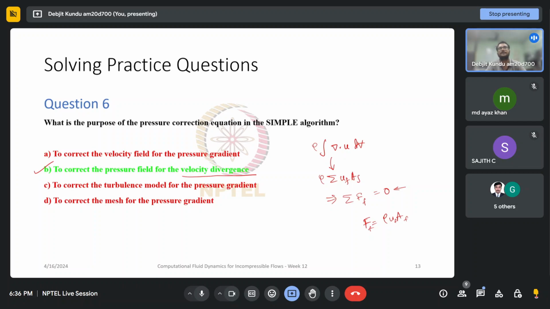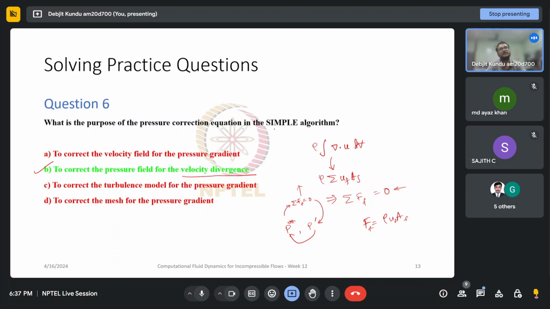And for doing that, we need to correct the pressure. We start off with a guess P. We find out what the pressure correction P prime is, and then we add it to this. And then we check if this velocity divergence has become 0 or not. If it has become 0, then we break out of this loop. Otherwise, we keep on correcting this, and this loop goes on and on until the convergence is achieved.